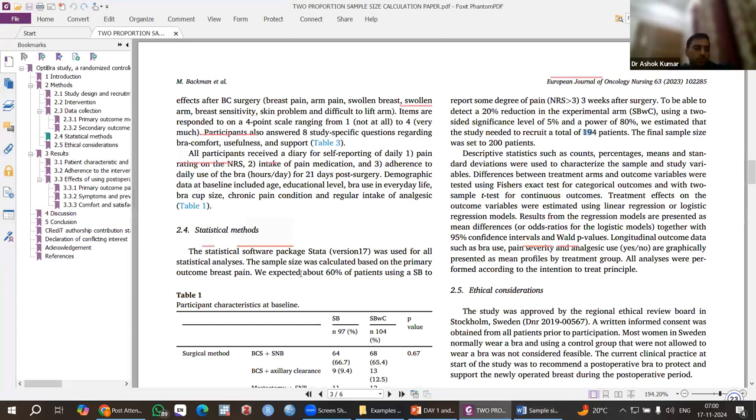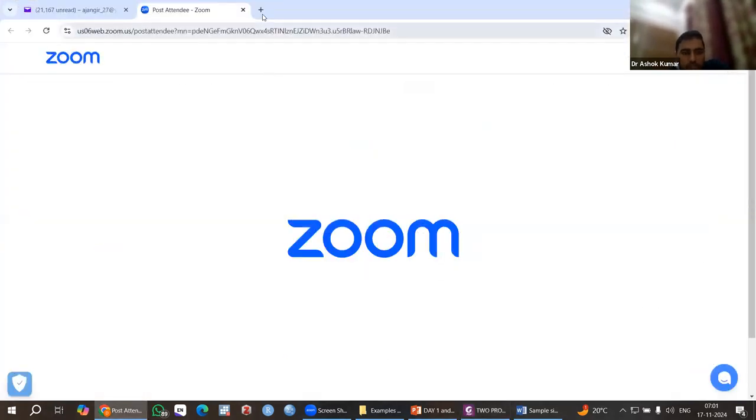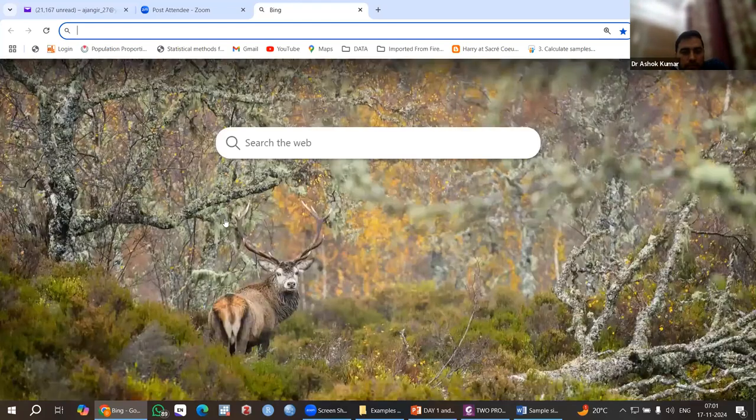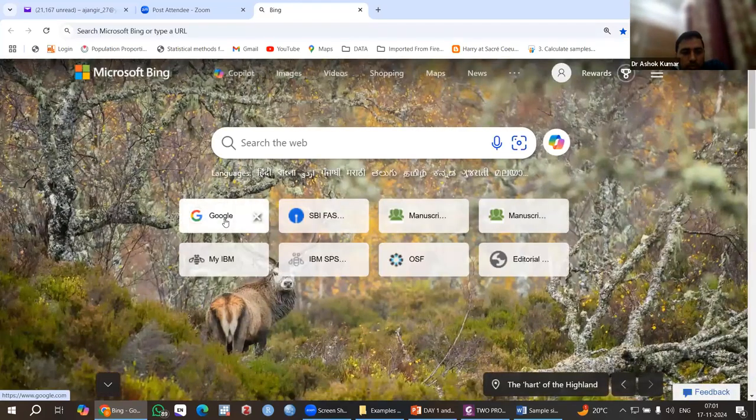Okay. So one is OpenEpi, a very good online software for the calculation of sample size. So for this example, we will calculate. So, okay, I have to open OpenEpi. In Google, you have to click.